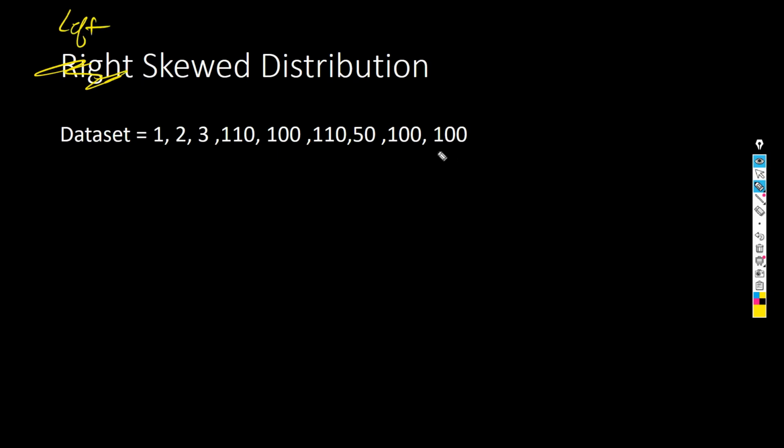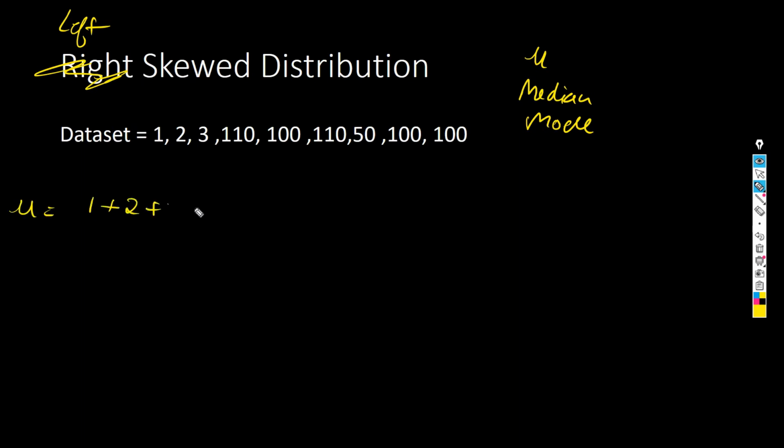Suppose we have this data set over there and we want to see whether it has a left skewness or right skewness, right? So first of all, try to find out the mean, median, and mode. And why? I think we have discussed that in our previous video. Please try to see that. So let's calculate the mean.